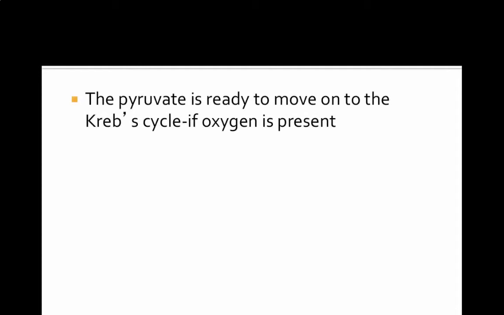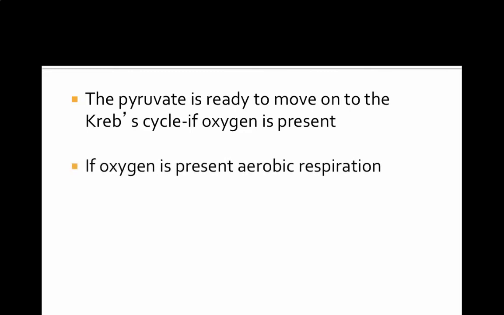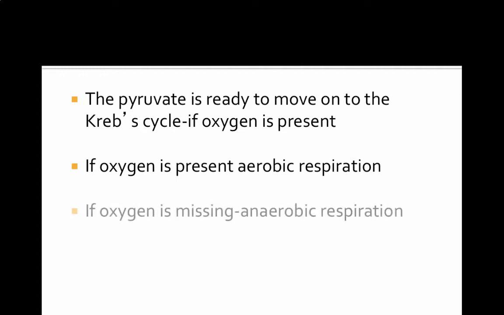Now, the pyruvate is ready to move on to the next cycle, which is the Krebs cycle, if oxygen is present. If we do not have oxygen, then we go through anaerobic respiration. So, if oxygen is present, aerobic. If oxygen is missing, anaerobic. An means without.